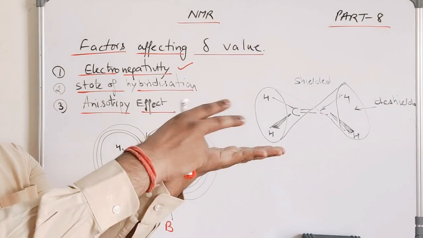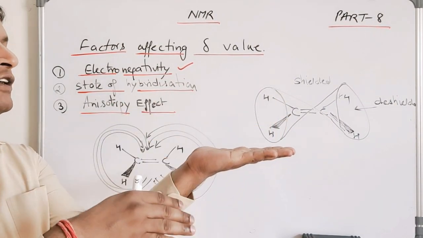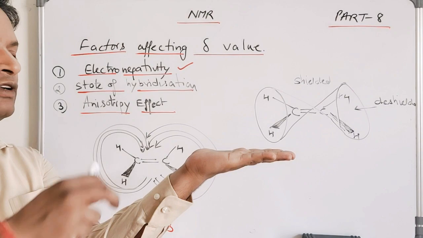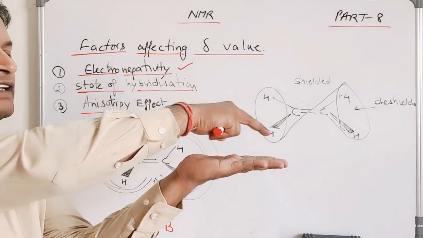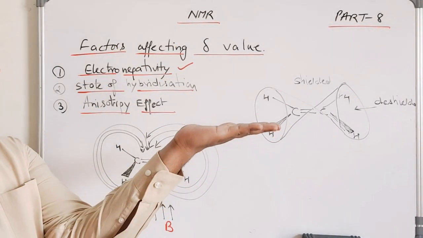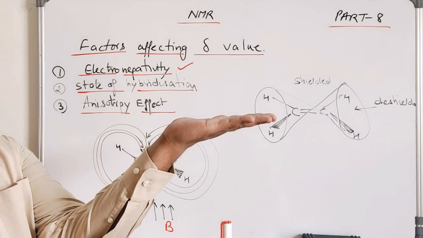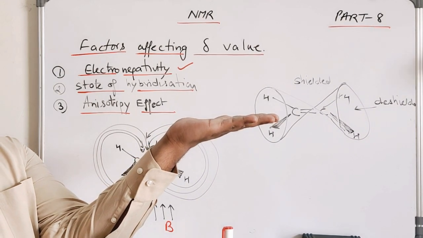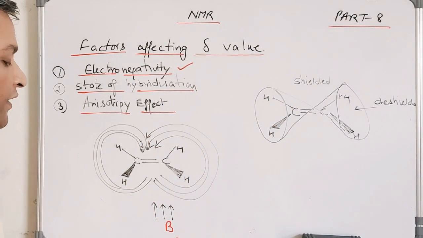Two protons are toward the viewer and two protons away from the viewer. So this is the plane of the alkene molecule, CH2, and we are applying a magnetic field perpendicular to this plane of the alkene molecule. We are applying the magnetic field from here. So what happened in this case?